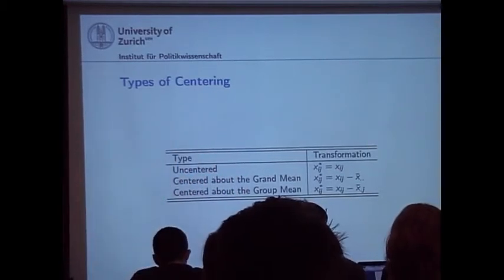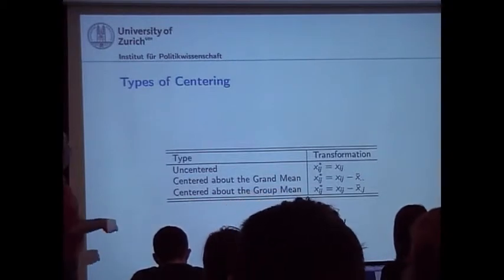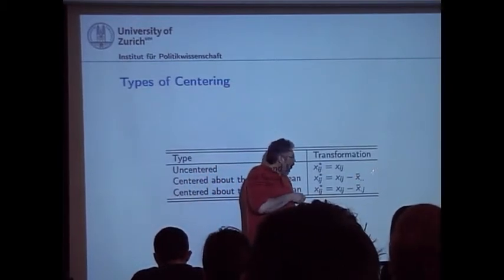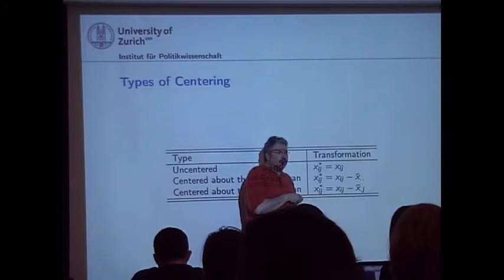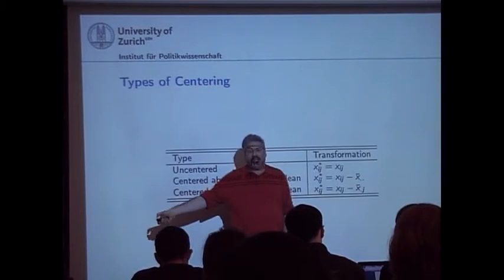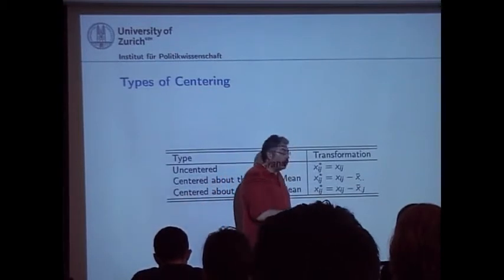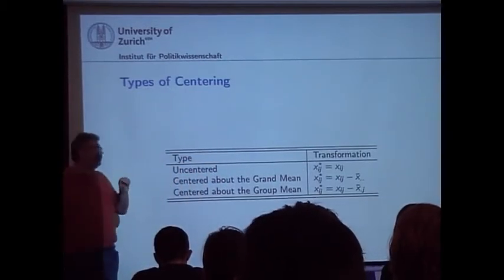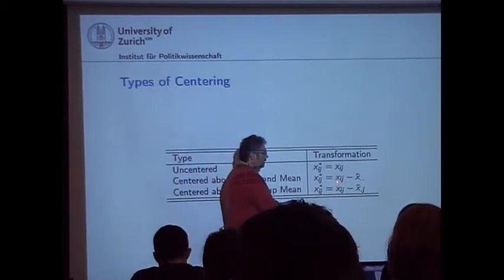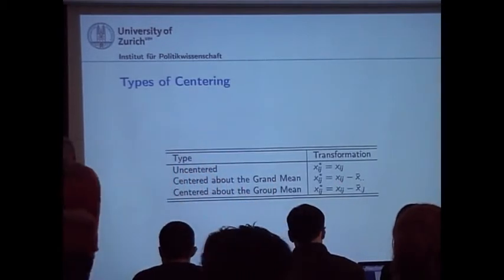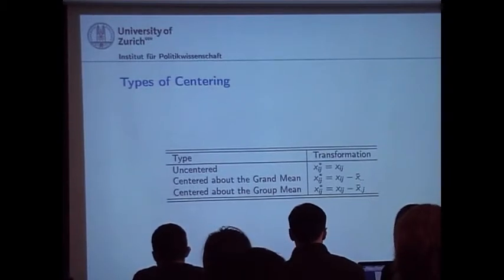If we decide to center, then we have 2 options. We can center around the grand mean. That is, we take the mean of the predictor over all level 1 and level 2 units, just like I calculated the grand mean of y here. You can do that for the predictors as well. And you subtract that from each value of x that you observe. So you create mean deviation scores, but the deviation scores relative to the grand mean.